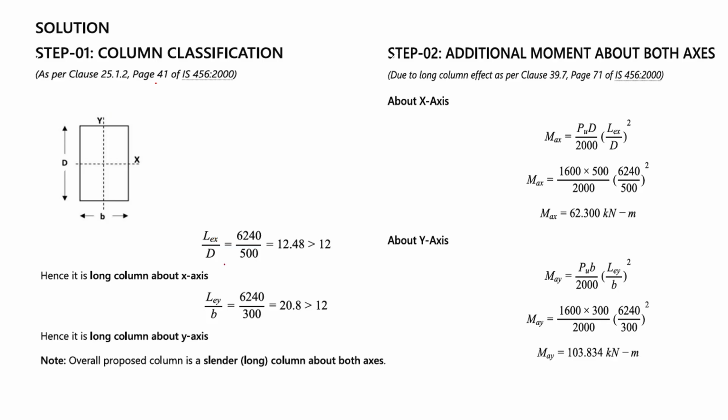So LEX by D is coming 12.48, that is greater than 12. That is okay, it is a long column about the major axis. About the y axis, you have LEY upon B, where B is the width, given as 300. So you divide the effective length of the column by the width of the column. You are getting 20.8, that is greater than 12. That means in both axes this is coming greater than 12.